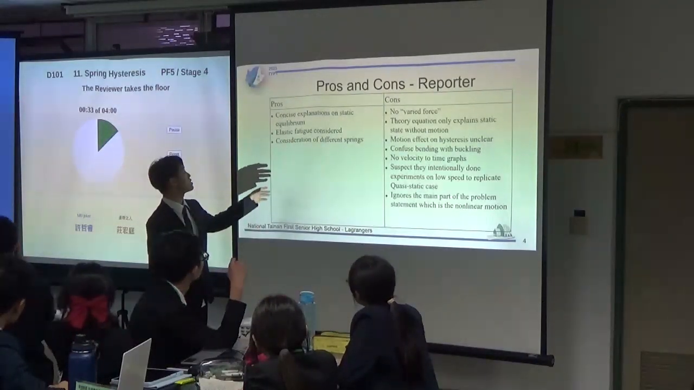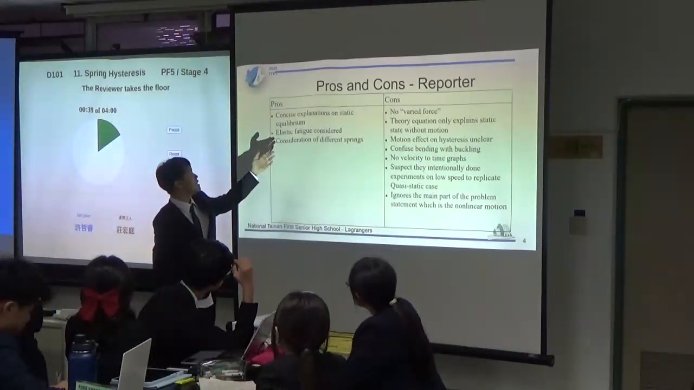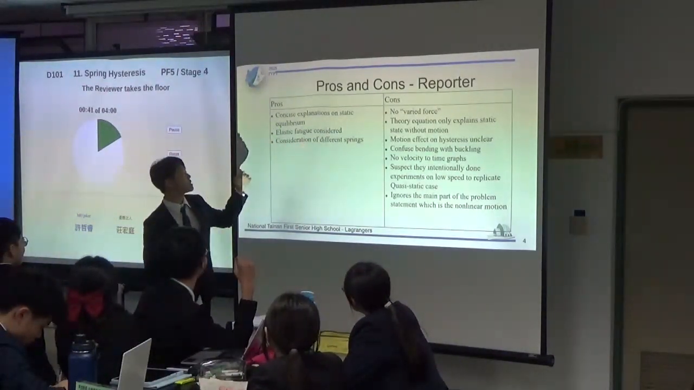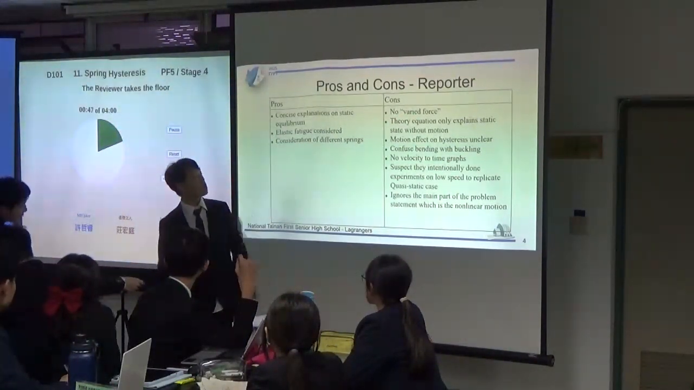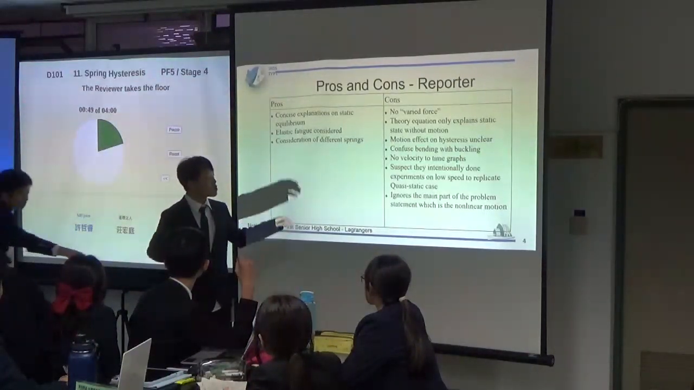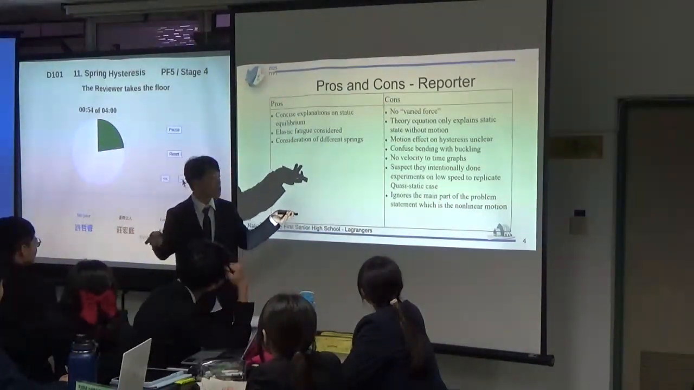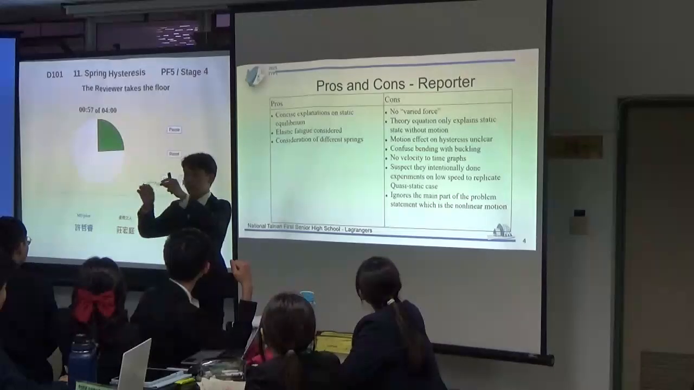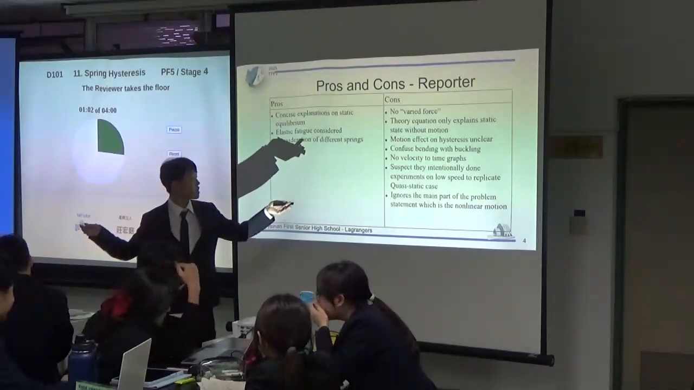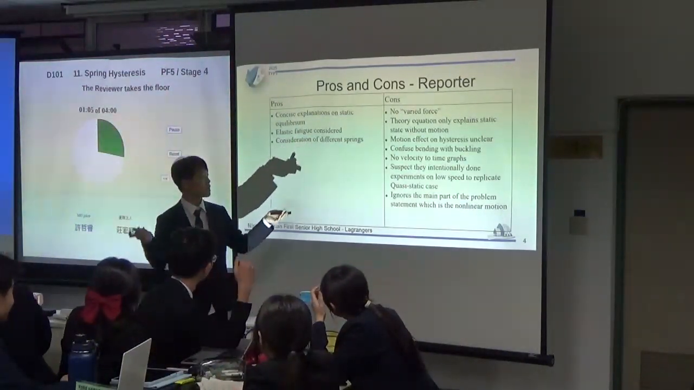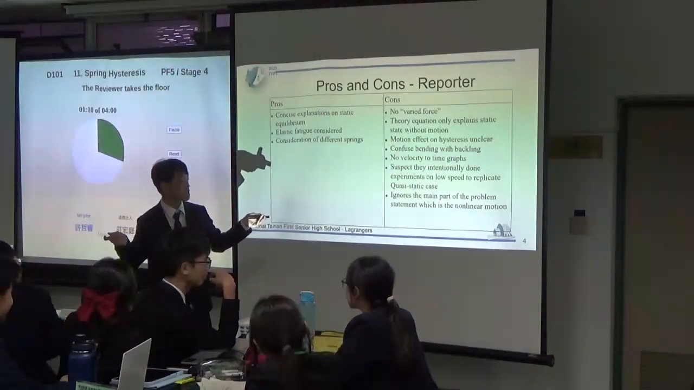So these are the pros and cons for the reporter. We can see the pros consist of explanations on static equilibrium, elastic figure considered, and the consideration of different springs. No varied force. Theory of equilibrium only explains statics, and the motion effect on hysteresis is unclear. They confused bending with buckling. And there is no velocity-time graph, no acceleration-time graph. The experiment was done at low speed and replaces the quasi-static case.